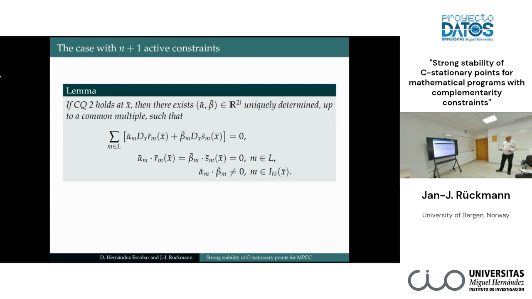So if CQ2 holds, then there exists a uniquely determined vector or a direction such that we got this combination of the active constraints. Again, we have complementarity constraints, and also the product of alpha m bar and beta m bar is equal to zero. So none of them can be zero. And again, this is for this index set, which is of interest, the kink set, where the kink is. Okay.